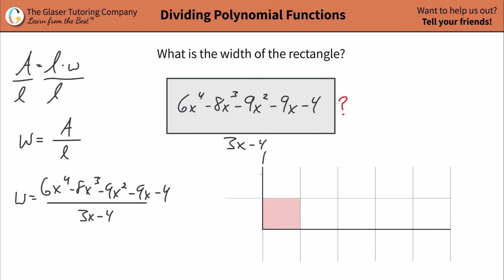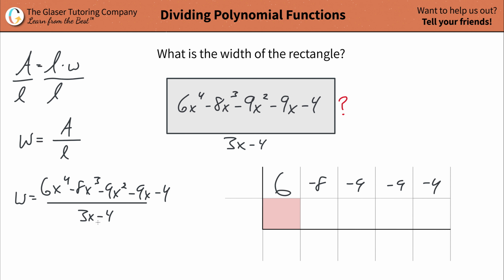So I need a synthetic division table that has 5 columns here. 1, 2, 3, 4, 5. How did I get to 5? You need 5 columns because the leading coefficient has a power of 4 and you add 1 to it to find the total. So the leading coefficient here is a 6, plug it in. The next one is a -8, plug it in. The next one after that is a -9, plug it in. The next one after that is a -9, plug it in. The next one after that is a -4. See how it works out perfectly?